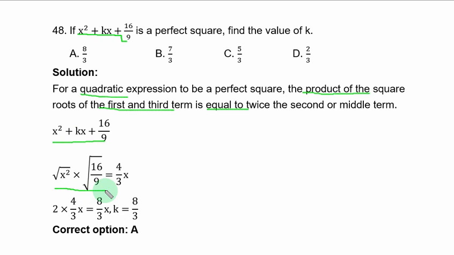Square root of s squared is s, and the square root of 16 over 9 is 4 over 3. You have the product in this form. Now, if you multiply this by 2, it gives the middle term. So now, the middle term is 8 over 3 s. To get k, you equate this term to this term. By the time s cancels out, you have k to be equal to 8 over 3. A is the correct option.